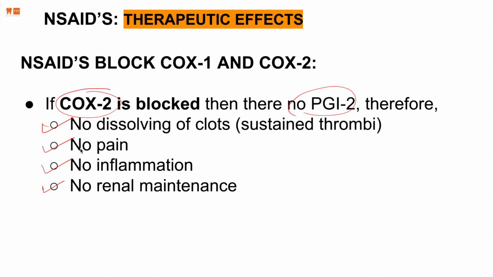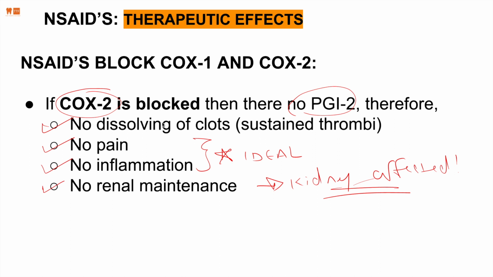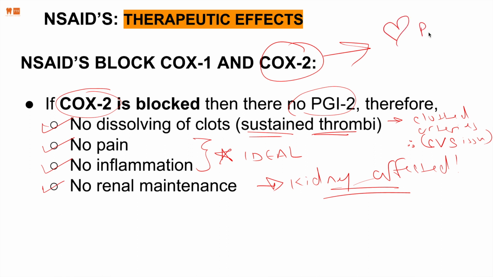Now, this right here is ideal. This is what we need. But no renal maintenance, which means the kidneys are affected. Now this is going to be a problem. No dissolving of clots, which means sustained thrombi. It can lead to a problem. In which sense? Well, think of it this way. If a person has thrombus issues and it doesn't dissolve the clots, this will lead to clotted arteries. Therefore, so many CVS issues. Remember this point, we will get back to this, that COX-2 is responsible for a lot of heart problems because of a sustained thrombi due to lack of PGI2, prostacyclin.